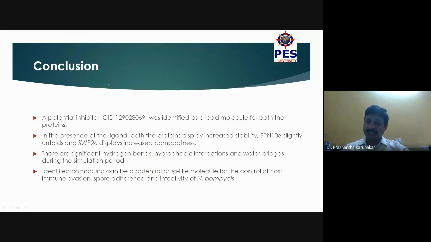Based on all these things, we made a conclusion that this ligand was identified as a lead molecule, and one can use it as a drug-like molecule. There are some significant hydrogen bonds, and there is increased stability of this ligand with both SPN106 and SWP26. So based on the docking results and the dynamics results, we finally said we can use it as a drug-like molecule. And now we are at a stage where we are testing.